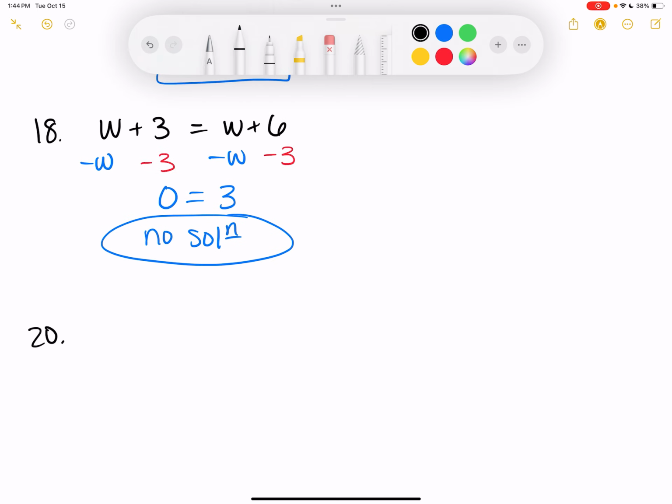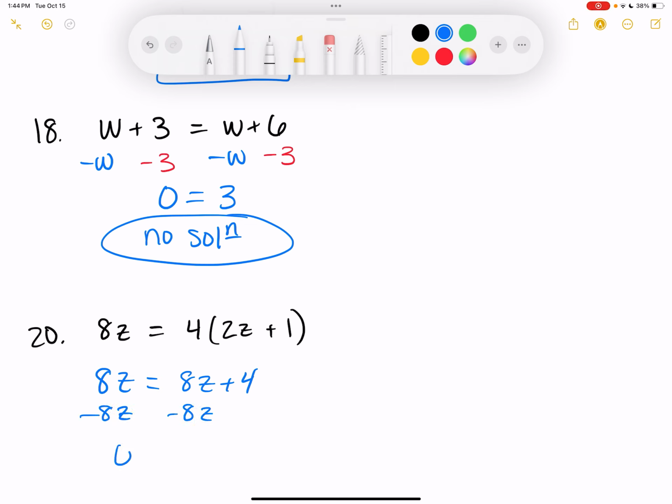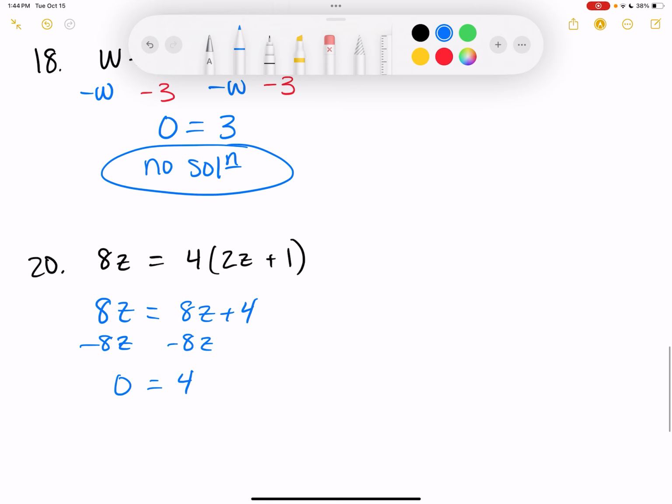20. 8z equals 4 times 2z plus 1. You have to do the distributive property. Yep. So what do I get when I do that? 8z plus 4. Now what? Minus 8z. So I get 0 equals 4, which is no solution.